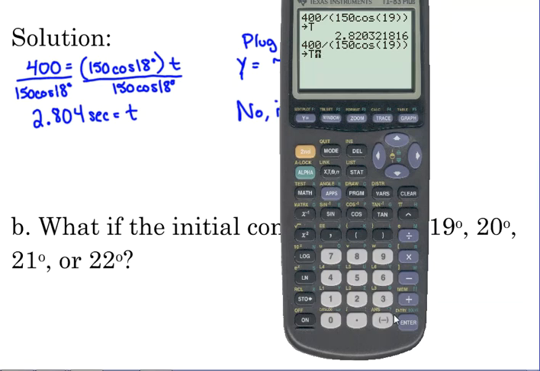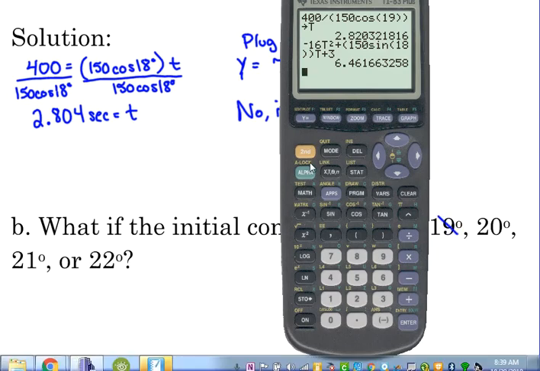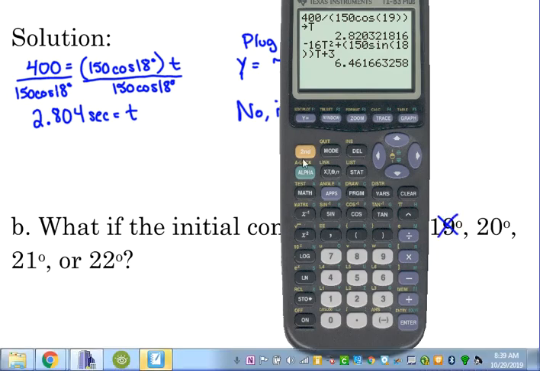Let me save myself some time here. I'm just going to second enter till I get to my equation. Well, that didn't help. It's lower than it was before. So 19 is out. That didn't clear the wall. How about 20?